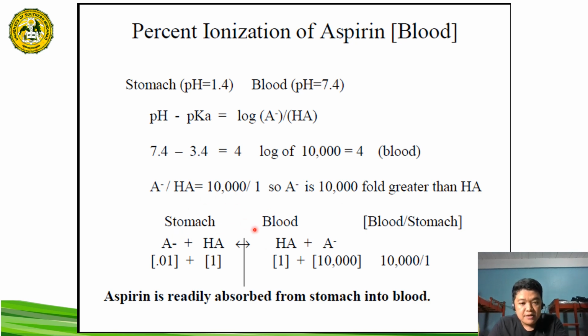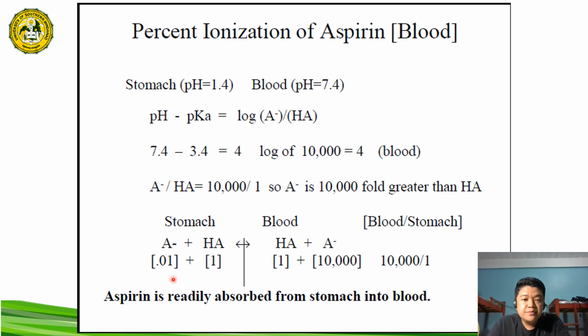So in the stomach, as you can see here, the predominant form of our aspirin in the stomach would be the unionized form. As you can see here, we have 1 is to 0.01. So the unionized form of aspirin is equal to 1, and the ionized form of aspirin will be equal to 0.01.